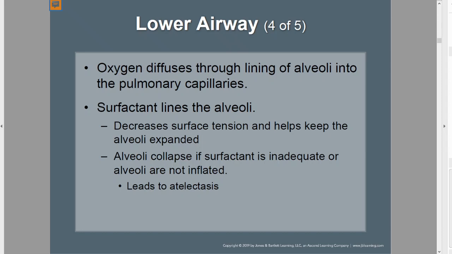Surfactant. So what we're talking about now is the alveoli itself. It's very important that these alveoli stay inflated. They don't need to lose their structure. In order for that to happen, they need something called surfactant. Surfactant allows the alveoli to stay inflated, because it increases surface area, and it's important for gas exchange.